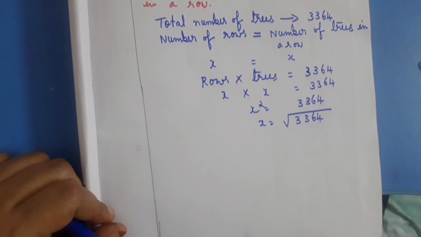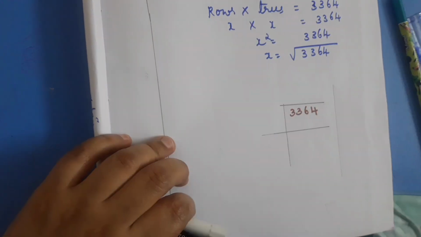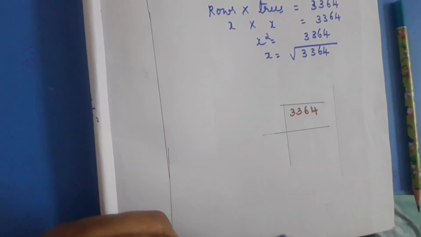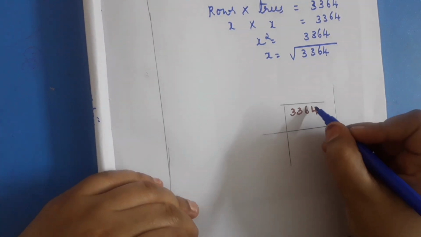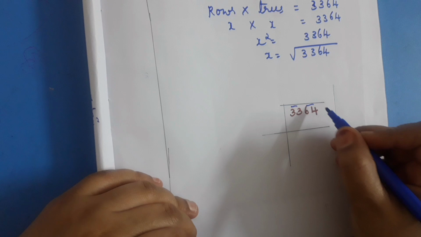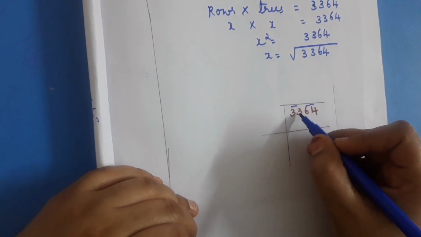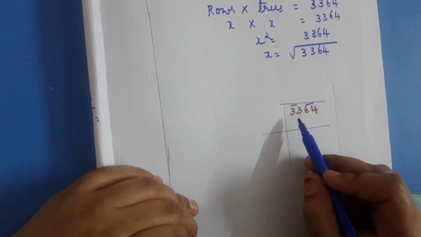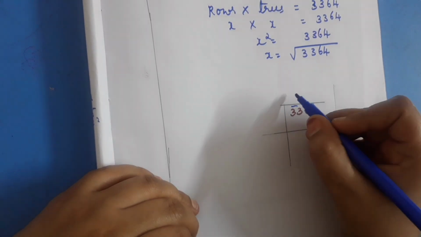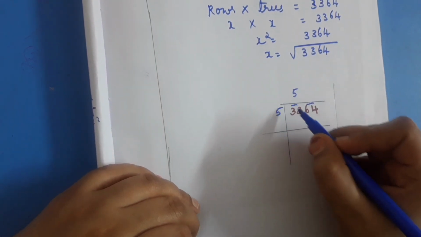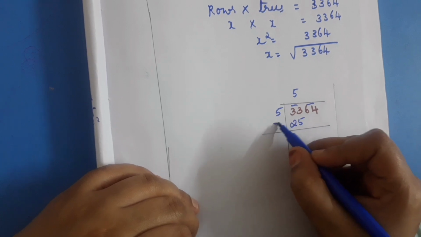Now we have to find the square root of 3364. The first method is grouping from the right side. 64 is one group, 33 is one group. Check the square numbers. 5 5s are 25, 6 6s are 36. 36 is greater than 33, so we can take 5 5s are 25 and subtract.